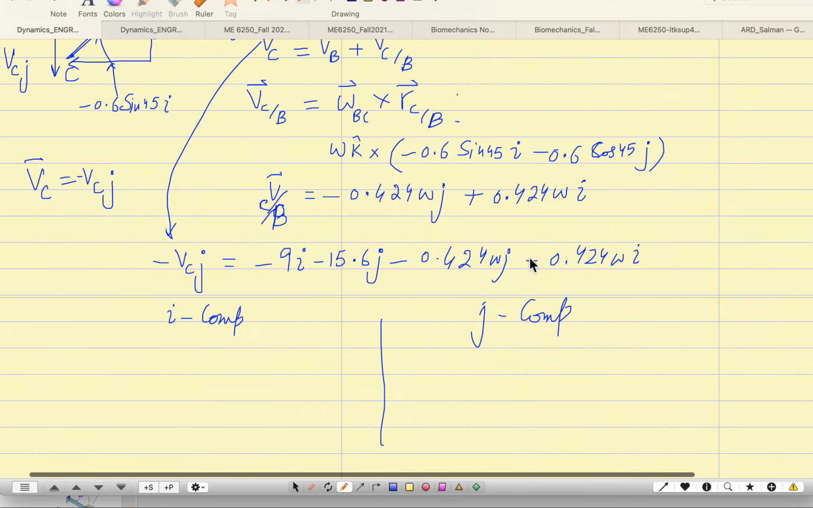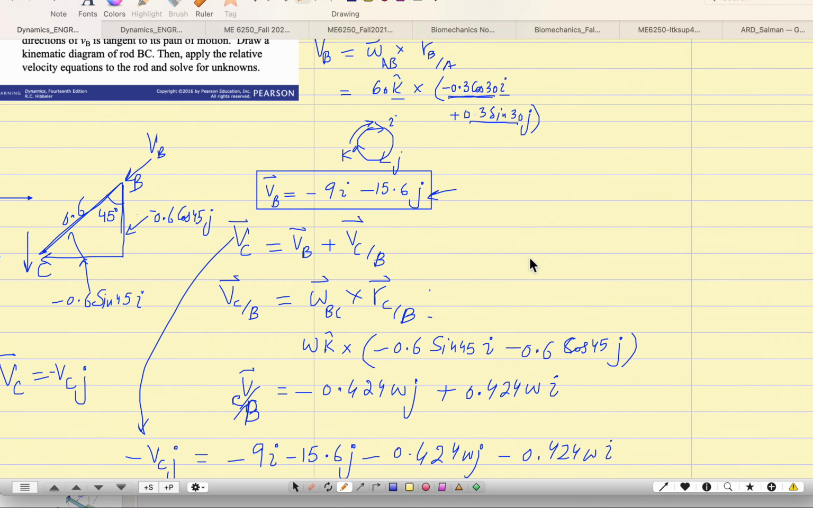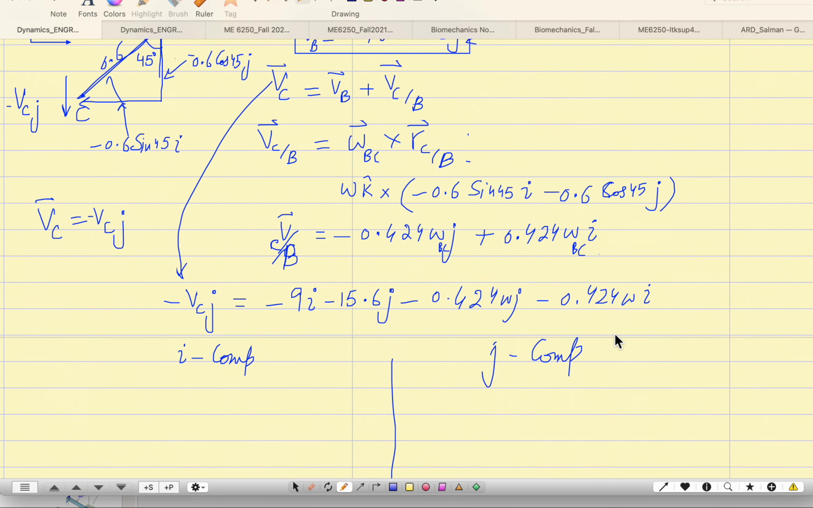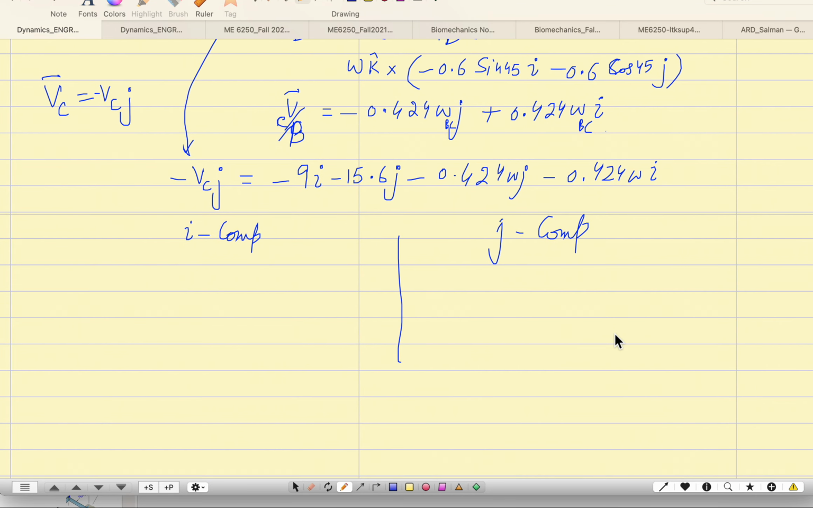Before I do the math, I want to show you, this is omega BC, because both are BC, so we don't need to worry about it. I don't need to substitute, because in some cases we have two different links. So let me write 0 on the left hand side, negative 9, negative 0.424 omega, and that will give me omega equals, if you do the math, can you help your professor? Is it negative or positive?